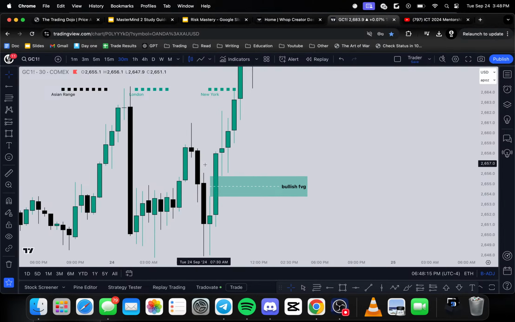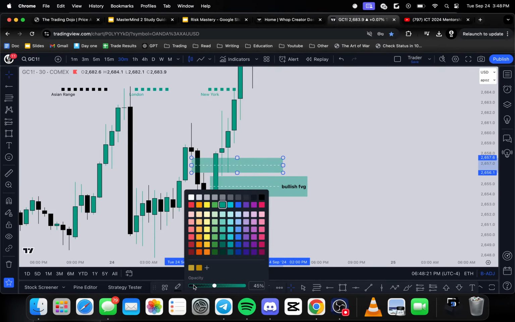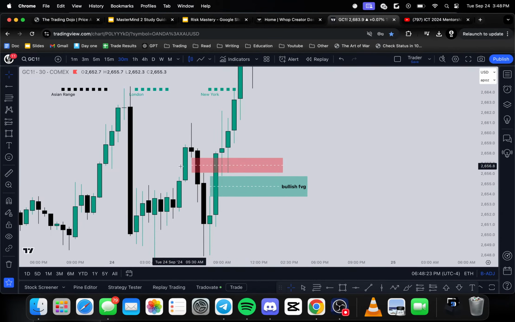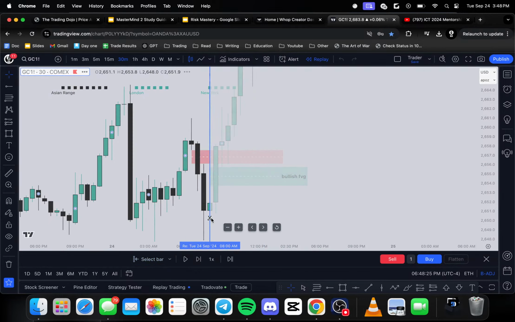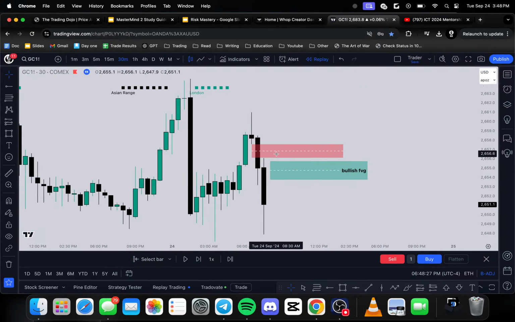However, there's also bearish FVGs, right? In a bearish leg. So you can color code it while you're first learning. We have a bearish FVG right here. So if we go before this right here, before this one formed, we had a bearish leg right here.